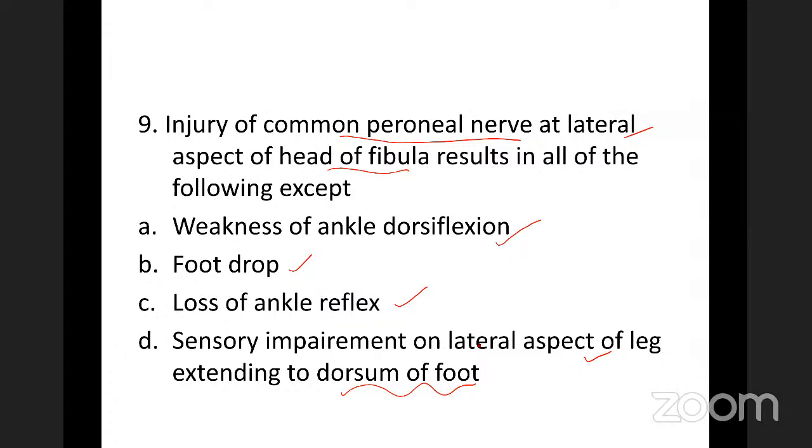Okay, I will explain this once again. Excellent. If this is the neck of the fibula, consider common peroneal nerve injury at the head or neck of the fibula. It divides into the superficial peroneal nerve and the deep peroneal nerve. We just studied that the deep peroneal nerve, a branch of the common peroneal nerve, innervates the anterior compartment of the leg and brings about dorsiflexion. So if the common peroneal nerve is affected, obviously dorsiflexion is affected.